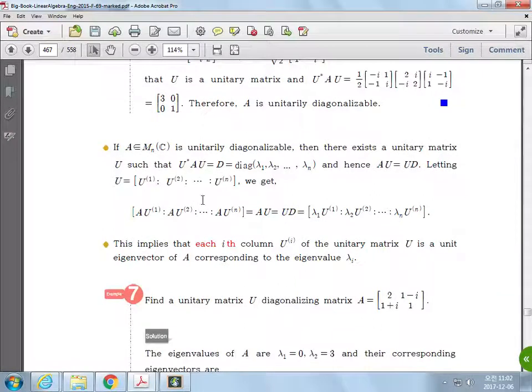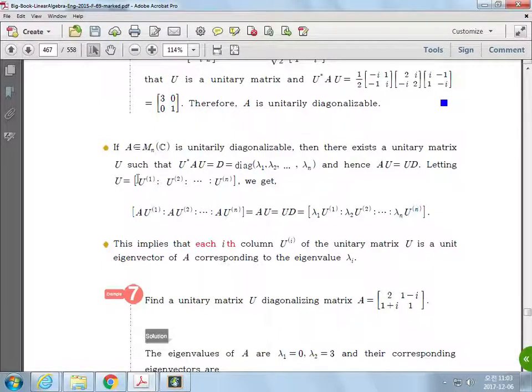And like this. If A is unitarily diagonalizable, then there is a unitary matrix U such that U star AU is equal to D. And the diagonal entries of D are eigenvalues of the matrix, as you see. Hence, if you multiply U on both sides, then you have AU is equal to UD. When U has the column vectors like this, then AU can be written in this way and UD can be written in this way, which means AU1 is the same as lambda 1 U1. The first columns are the same, which means lambda 1 is an eigenvalue of A, and U1 is the corresponding eigenvector. And AUn is the same as lambda n Un, which means lambda n is an eigenvalue, and Un is its corresponding eigenvector.